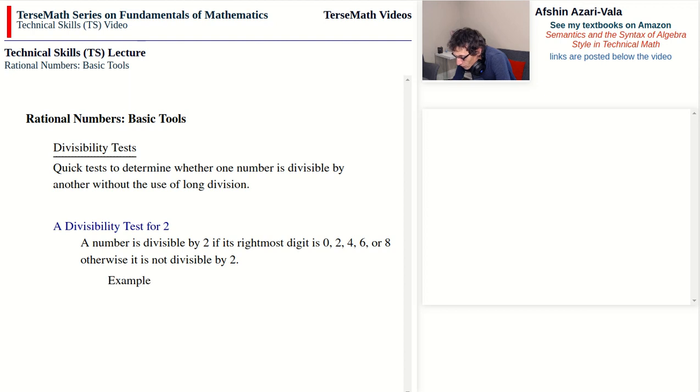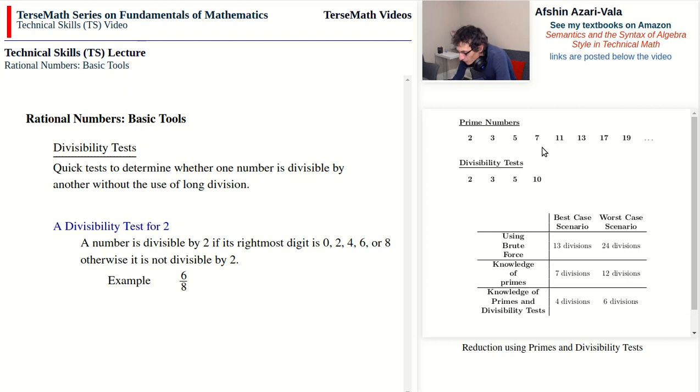So if I want to reduce 6/8, and let me put the primes back up. Okay, so if I want to reduce 6/8, starting with 2, I'll take a look at 6 and notice that 2 does go into 6 because it's even, and same thing with 8. Now that I know that 2 works, now I divide. I divide 6 by 2 to get 3, and I divide 8 by 2 to get 4. So we get 3/4.